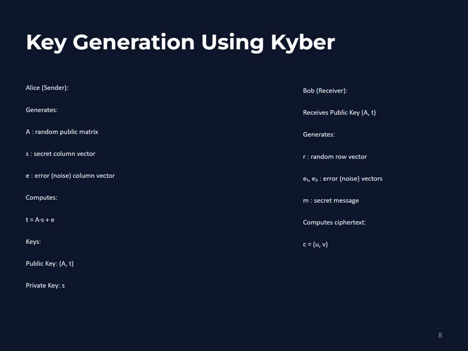Bob first receives Alice's public key, which consists of matrix A and the vector T. He then generates a random vector R, two small noise vectors E1 and E2, and the secret message M he wants to send. Using the public key and these generated values, Bob computes the ciphertext as a pair U, V, where randomness and noise hide the message. This ciphertext is then sent securely to Alice.